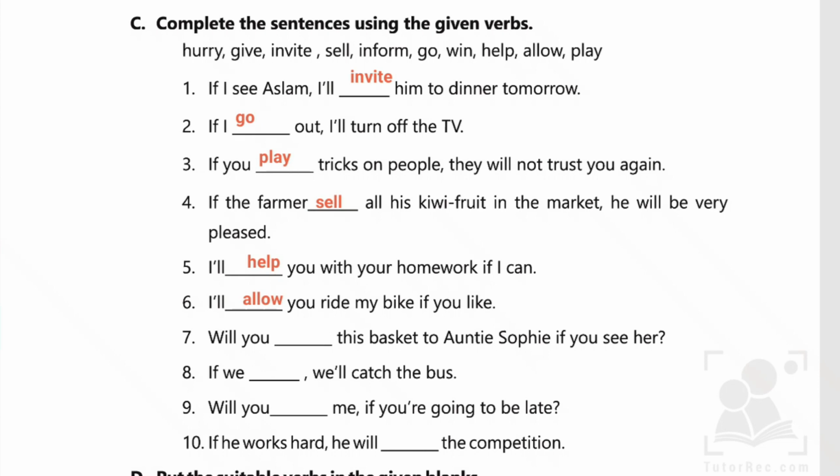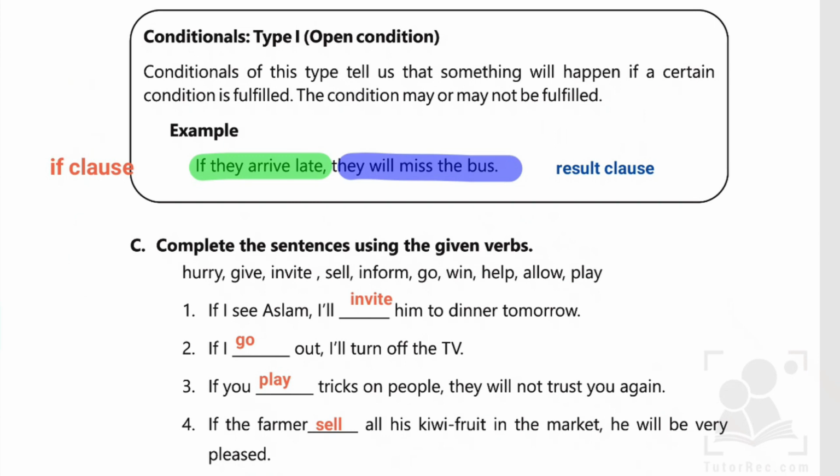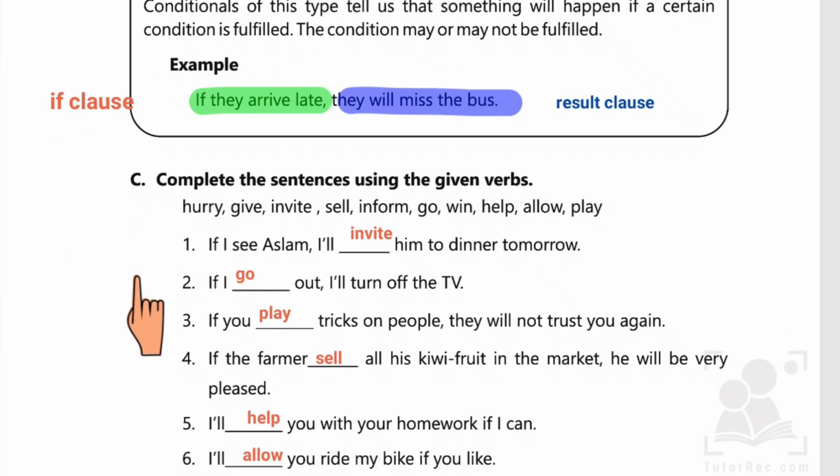Okay kids, here another important thing to consider or to memorize is that the first 4 sentences start with the conditional clause. Remember, I talked about the conditional clause and I said the conditional clause is the if clause. So you can see the first 4 sentences start with the if clause, then a comma, and then comes the result clause.